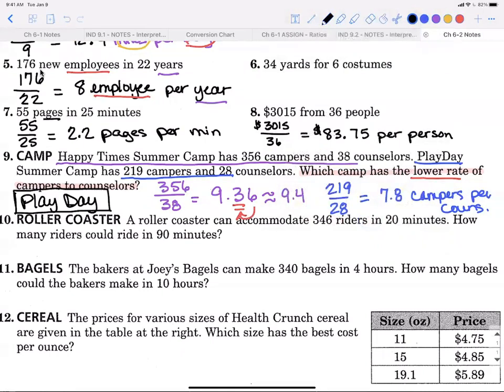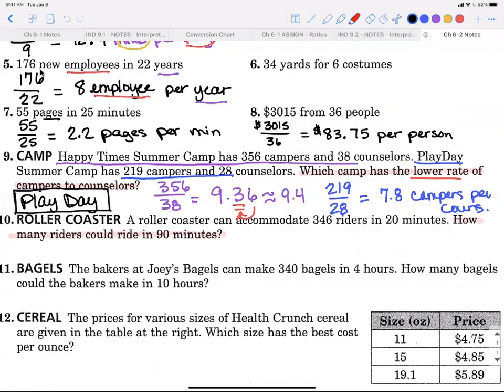So again, when you start getting into story problems, you have to do the work, but then you have to go back and answer the actual question. So always pay attention to what it's asking, all right? A roller coaster can accommodate 346 riders in 20 minutes. Here's our question: how many riders could ride in 90 minutes?